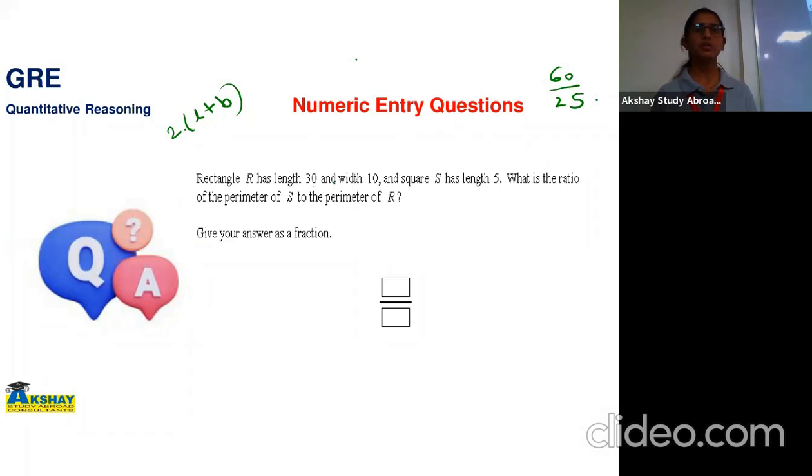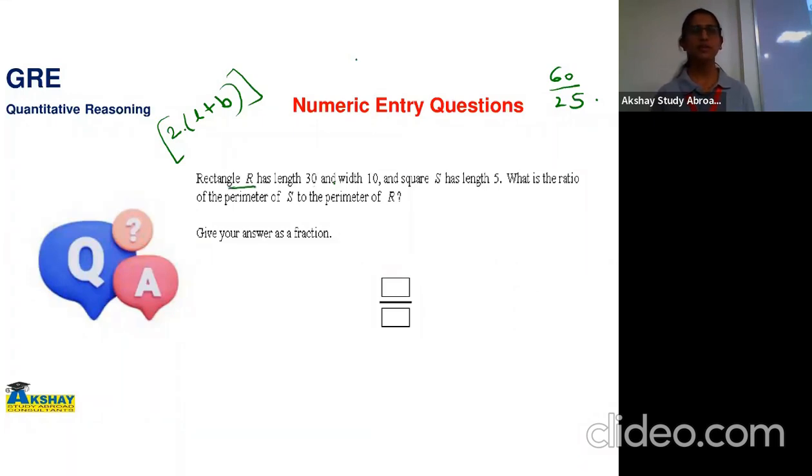Okay, so some of you know the perimeter of rectangle formula, that is 2 times (L plus B). But even if you don't know the perimeter formula, and you only know the perimeter is nothing but the sum of all the sides, then also you can solve this problem.